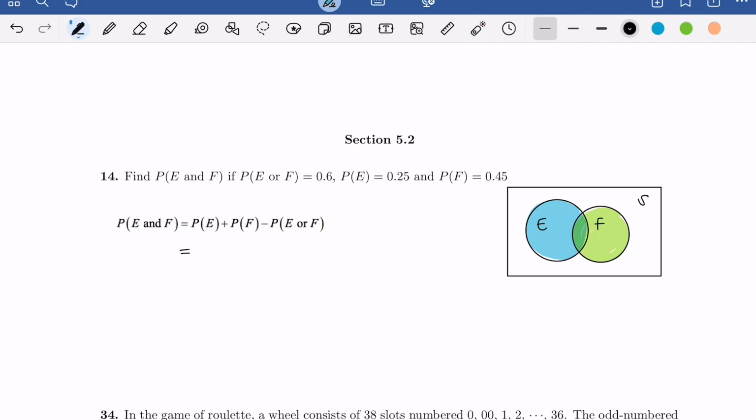We're just going to plug in the given probabilities. We're going to have 0.25 plus 0.45, and then we're going to subtract out that 0.6 here. This is going to give us 0.1.